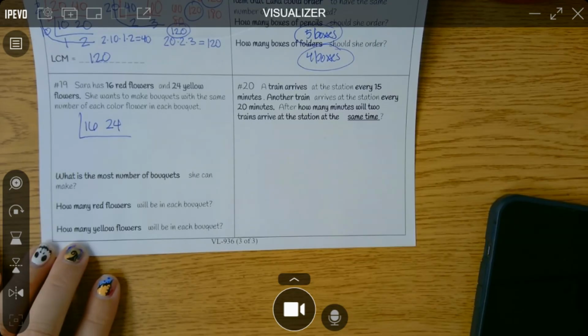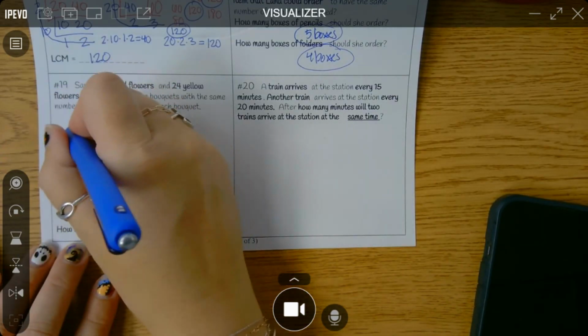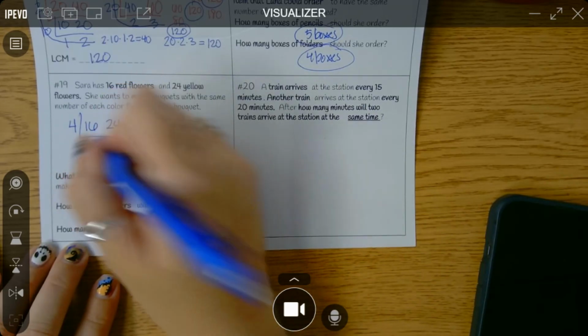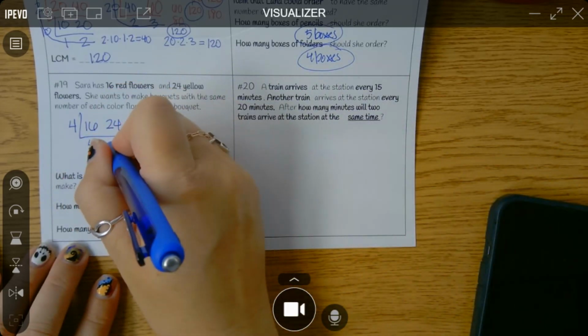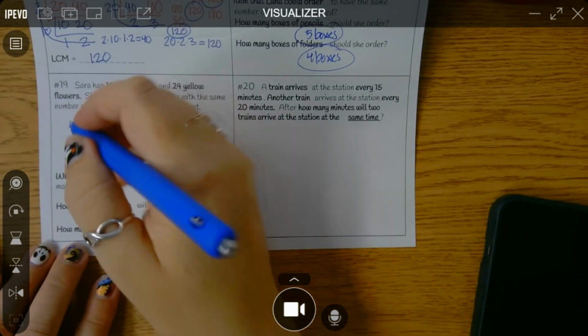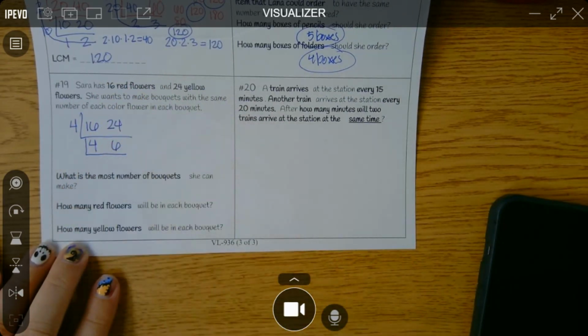What can go into both 16 and 24? 4. And 4 goes into 16 how many times? 4 times. And 4 goes into 24 how many times? 6 times. Again, why am I starting to do this? Because I'm trying to split it up in equal groups, so I have to see what can divide into it, right? So that's why I'm doing my ladder to find the factors and stuff.